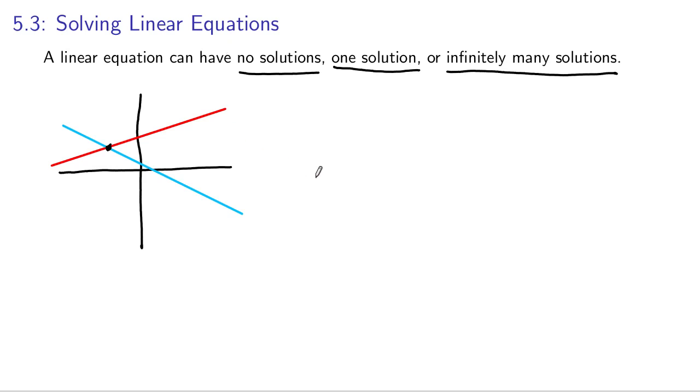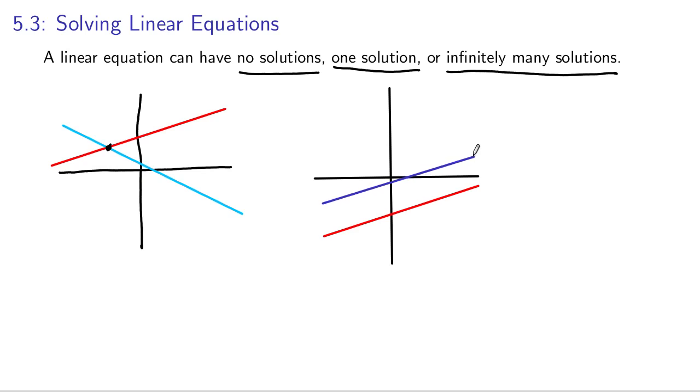If there are no solutions, then if we draw our graphing axes here, we have a line, and then we have another line that's parallel to this line, which means they never touch, they never intersect. This represents the case of no solution.